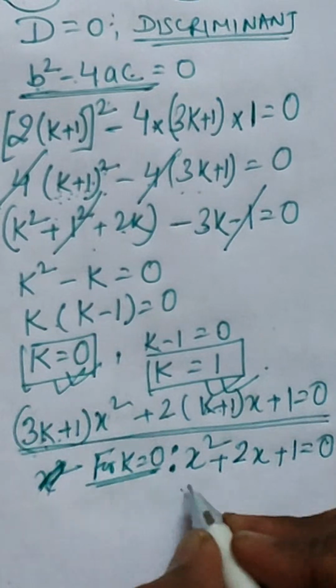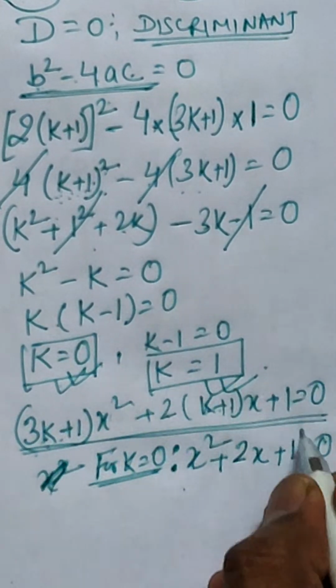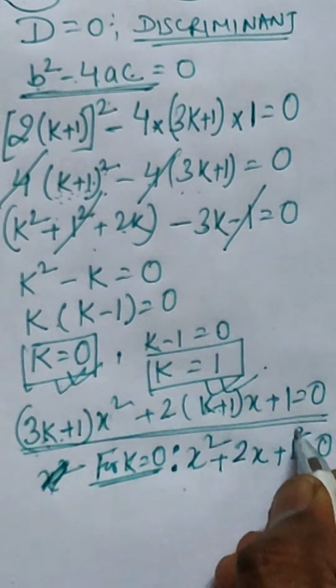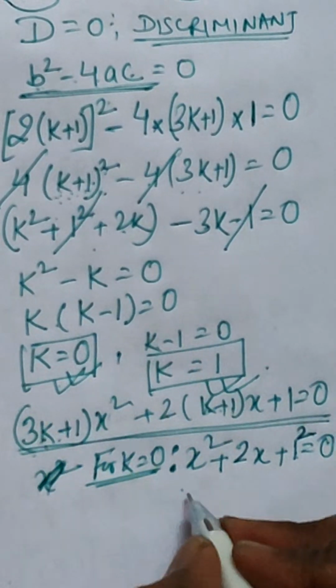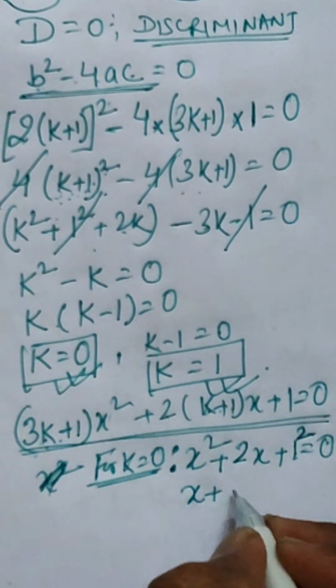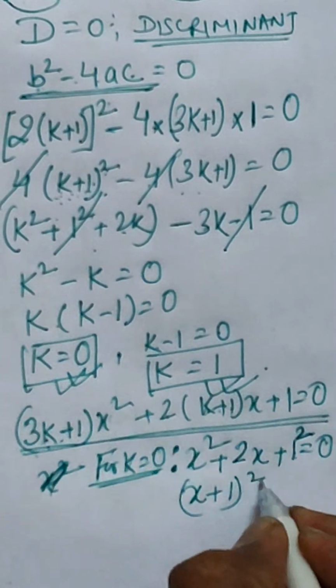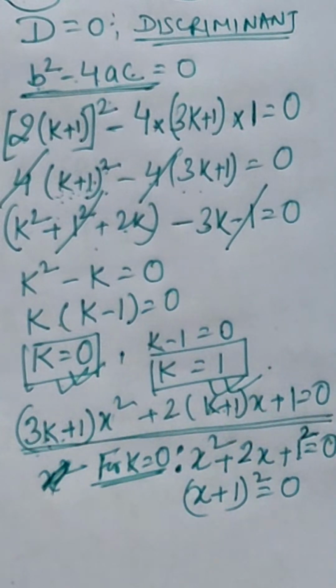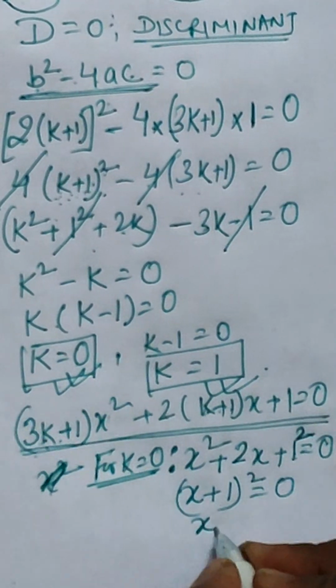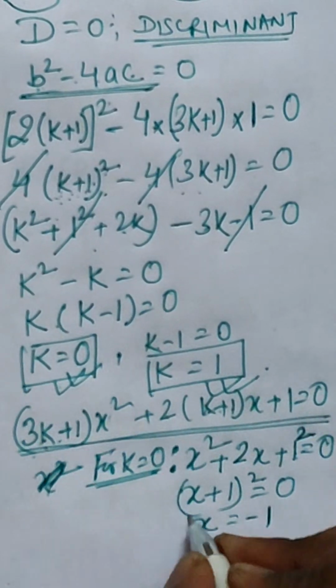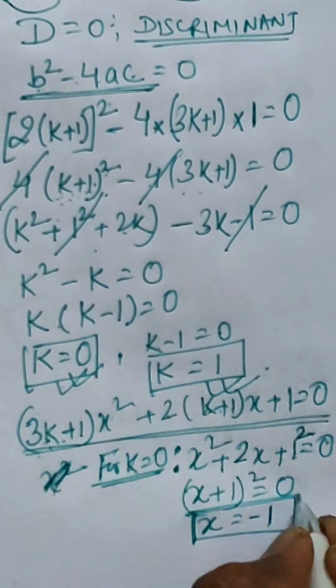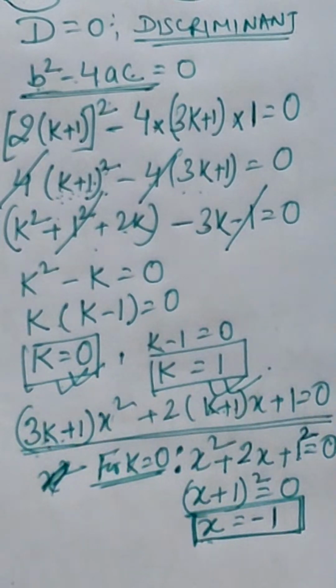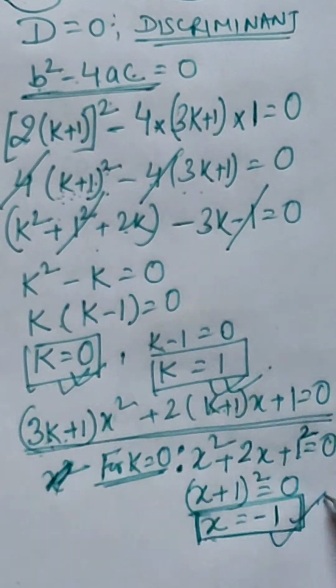And you can see, a square plus b square, here 1 can be written as 1 square. So this can be written as x plus 1 whole square equal to 0. So this will give you the value of x equal to minus 1. So this is one of the roots which is found.